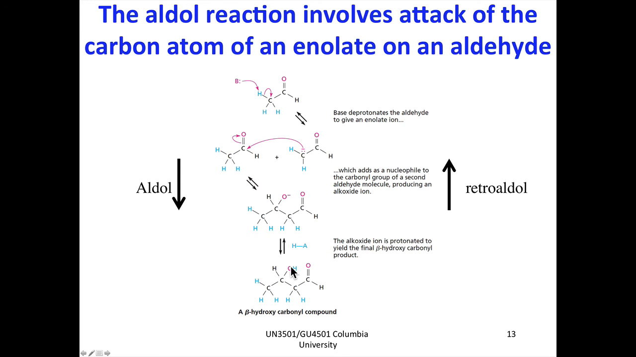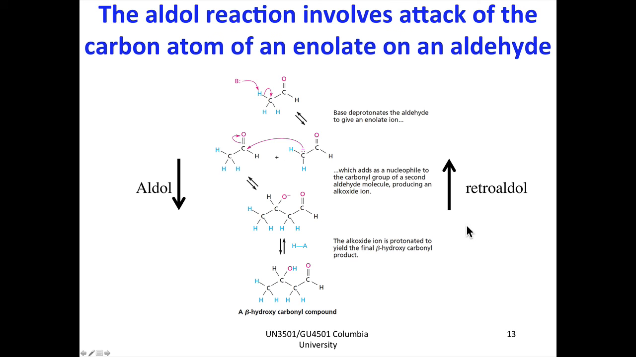Now, if we protonate that, we get this beta-hydroxy compound. So the product of an aldol reaction, what was the aldehyde is going to become a hydroxyl group. So we're going to end up with a beta-hydroxy compound. That's always going to be the product, unless it dehydrates, and then we'd have this double bond in this position.